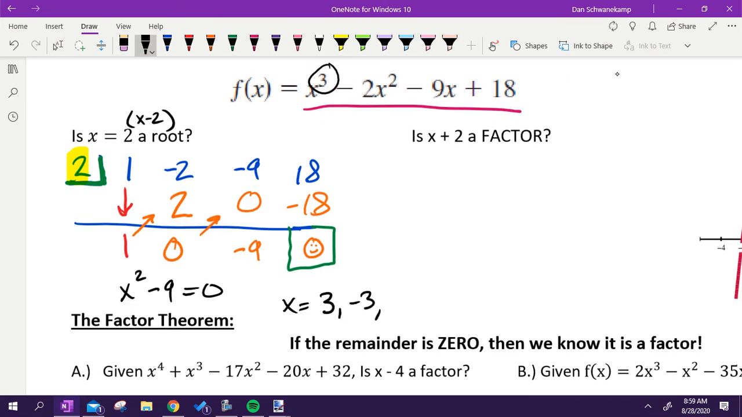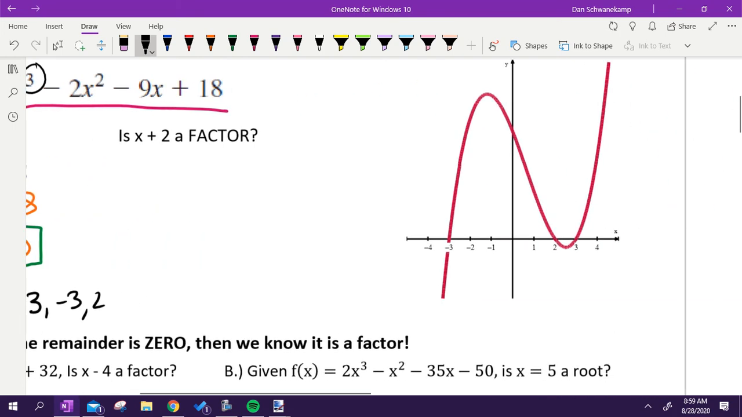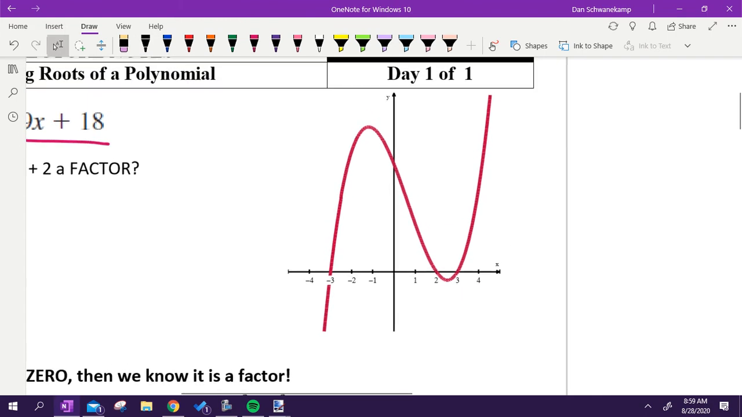3, -3, and 2. This answer right here, and then I got 2 other answers from x squared minus 9. So what that means is, if I look at the graph of this thing, which is what's over here on your paper, you've got 3 zeros. You've got -3, you've got 2, and you've got +3. Oh yeah, just like we thought we were going to get. It just makes sure that we understand that concept.